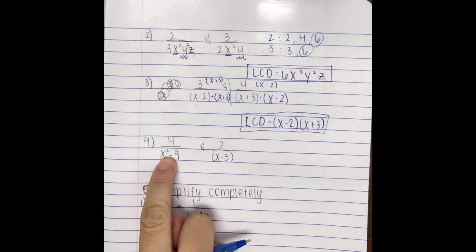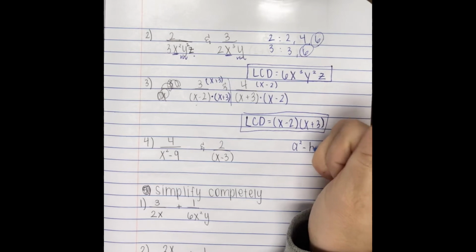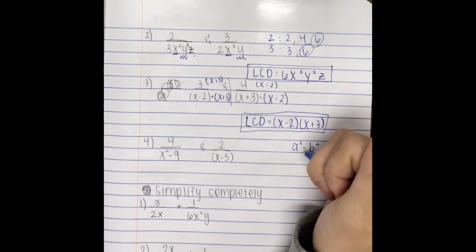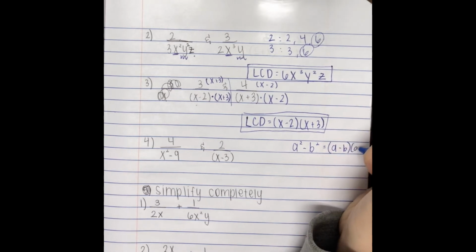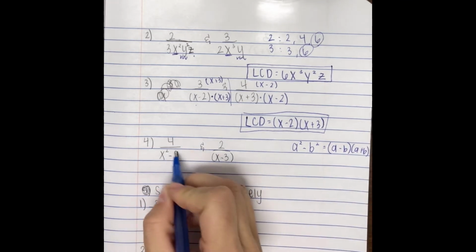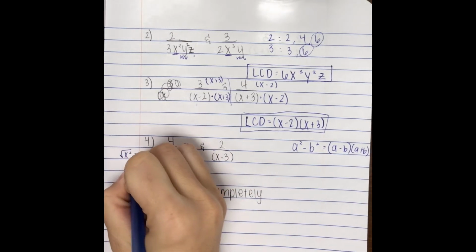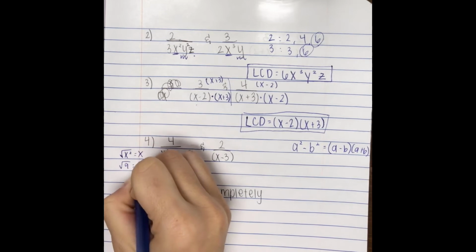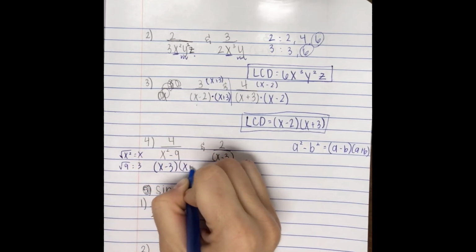if I factor this, if you notice this is a difference of squares, right? If you have the difference, meaning subtraction, of two numbers that are squared, it is a minus b times a plus b. So that means I can rewrite x squared minus 9. The square root of x squared is x. Square root of 9 is 3. So we would have an x minus 3 and an x plus 3.